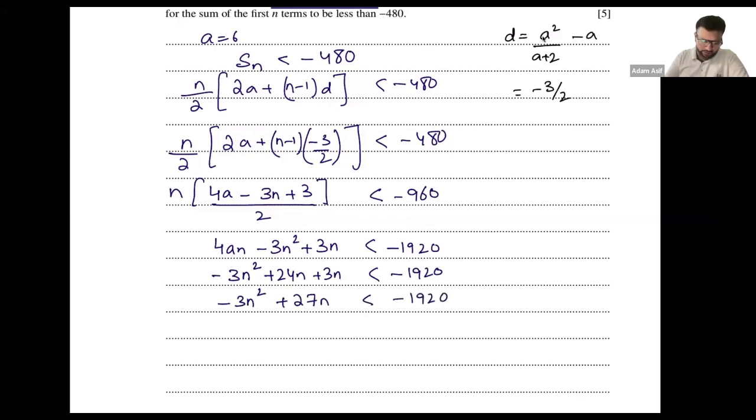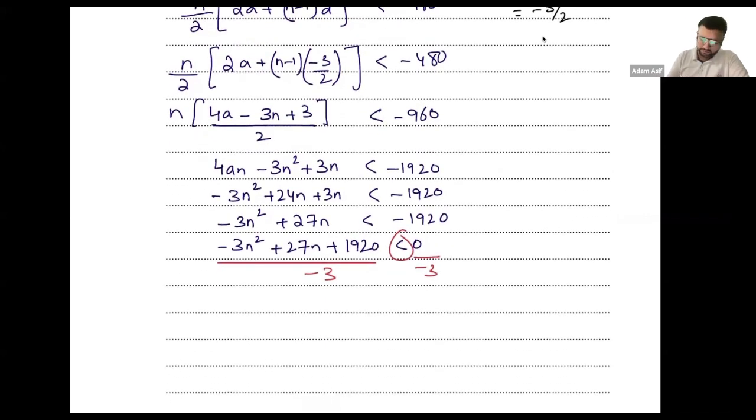Okay, if I take these terms, this is going to be minus 3n squared plus 27n plus 1920 less than 0. Now, whenever you multiply or divide an inequality by a negative number, the sign is going to flip. So this is going to be n squared minus 9n minus 640 greater than 0.